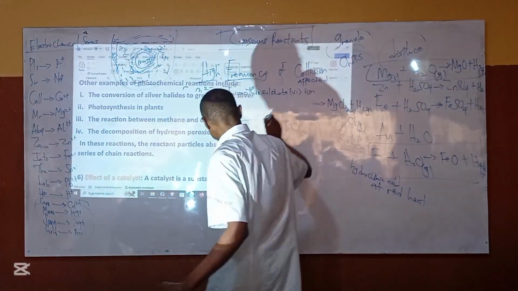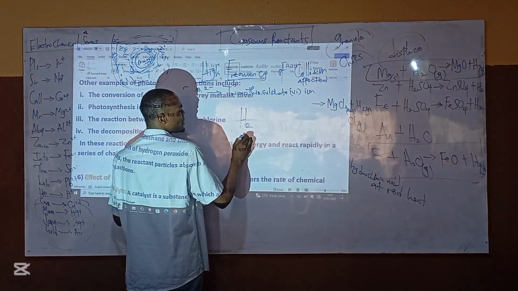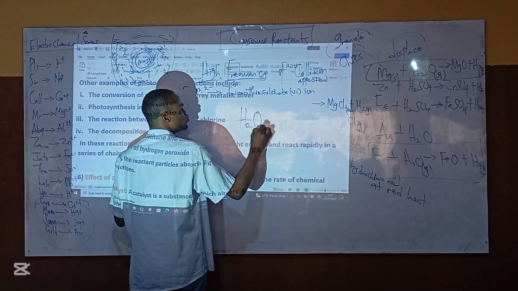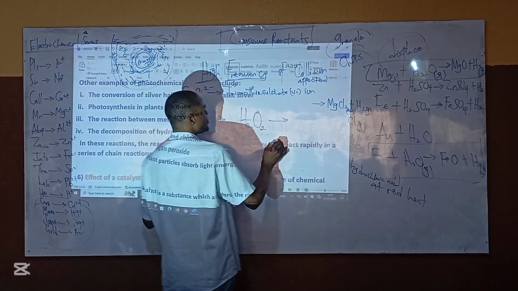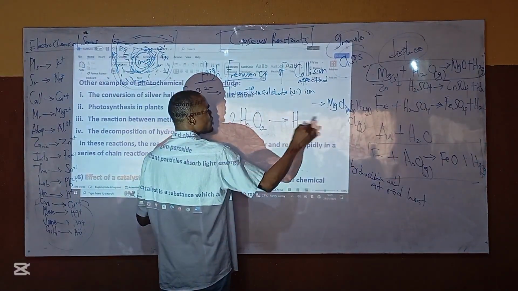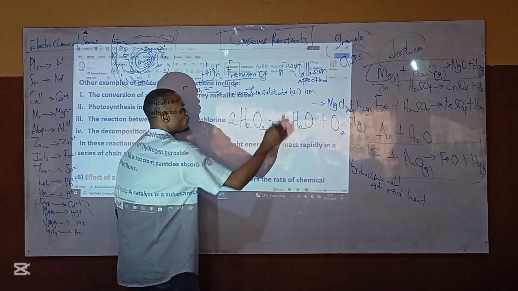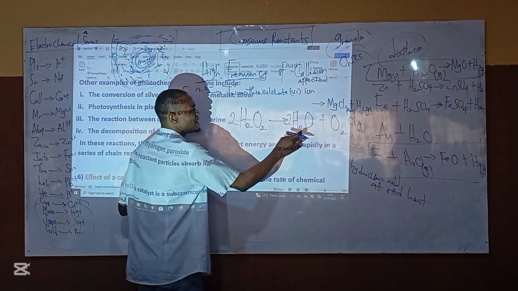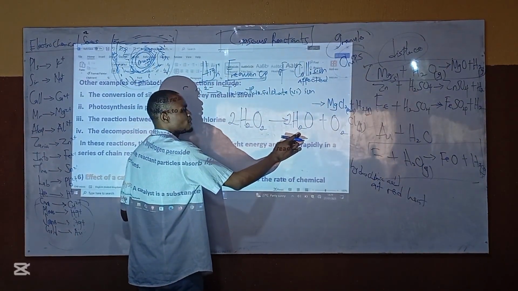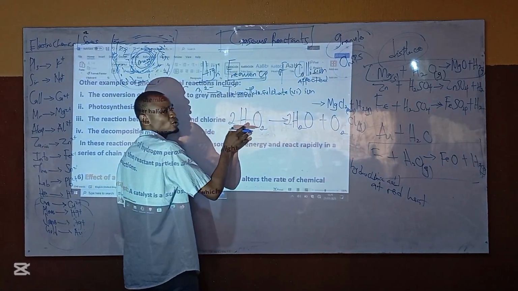Now the decomposition of hydrogen peroxide into water and oxygen. How do I write hydrogen peroxide? H2O2. It becomes H2O plus O2. Now you put 2 here. How many hydrogen do you have here? 4. You have 4 hydrogen here. How many hydrogen do you have here?